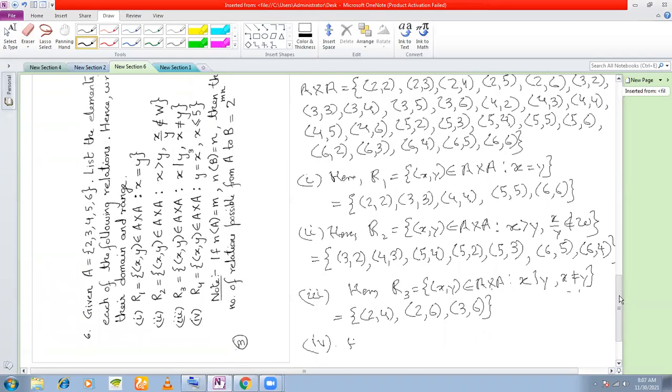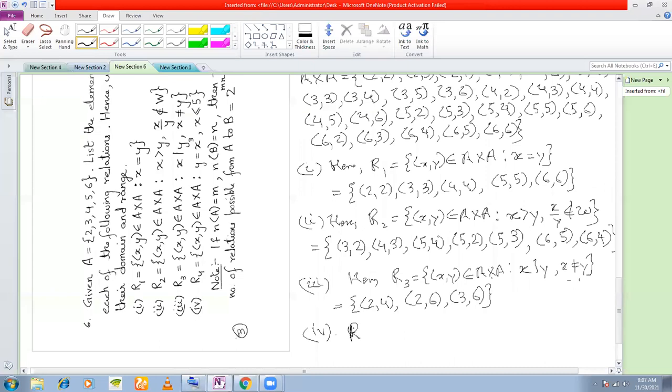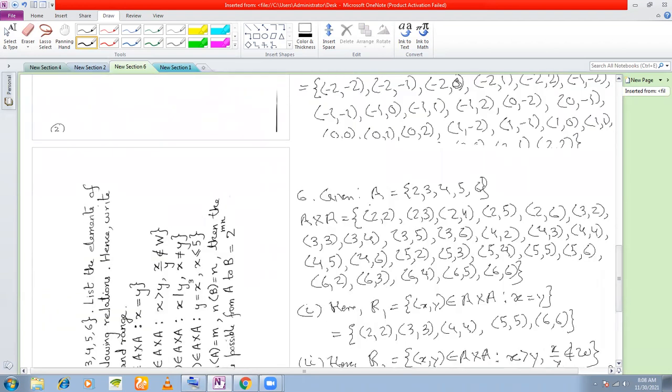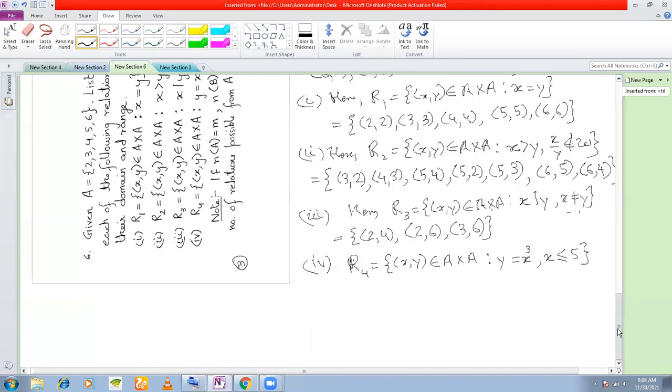So here, if you see, R4 is given as an ordered pair XY, which is a binary relation, that is XY belongs to A cross A, such that the second component is equal to cube of the first component, and the first component is less than or equal to 5. And the set A here, if you see, is given as this set, 2, 3, 4, 5, and 6.